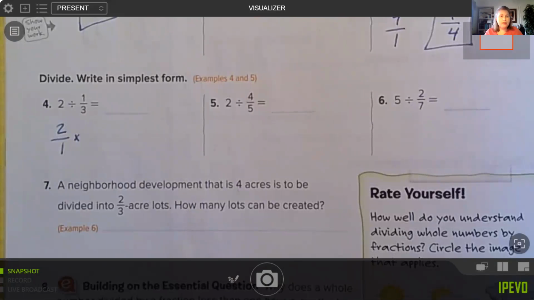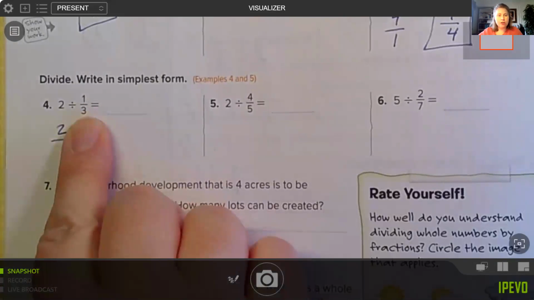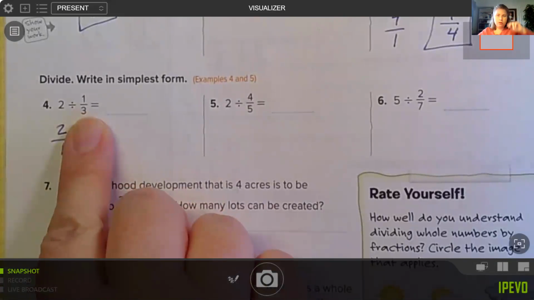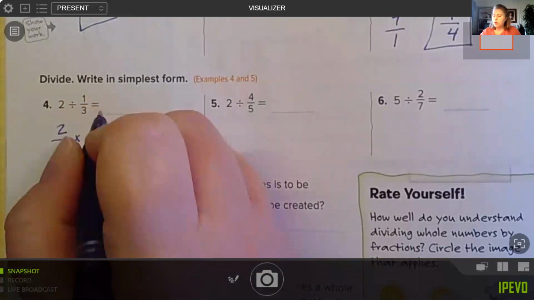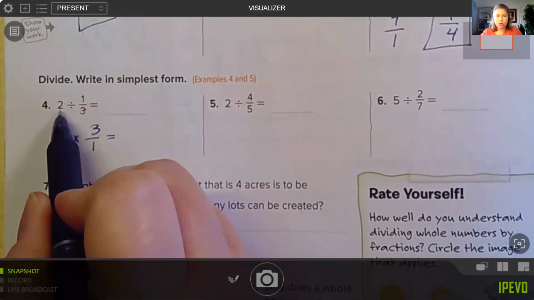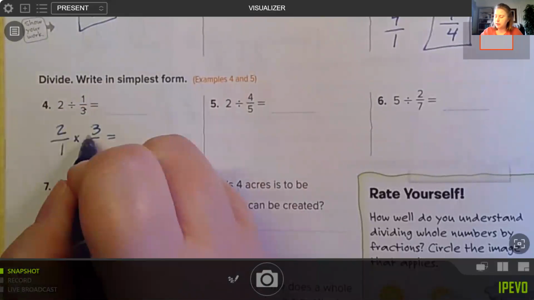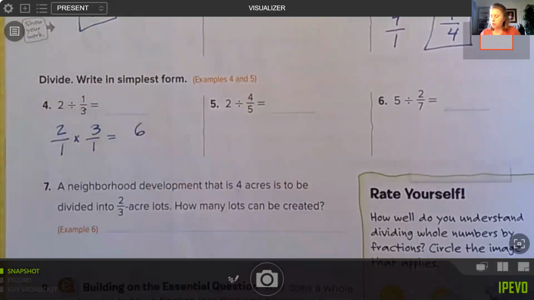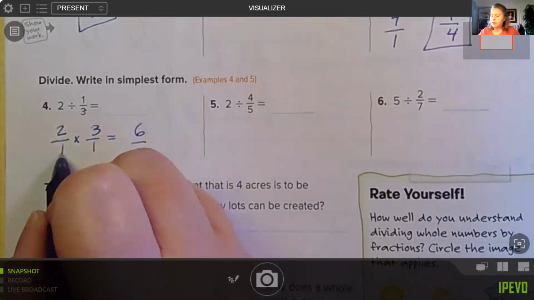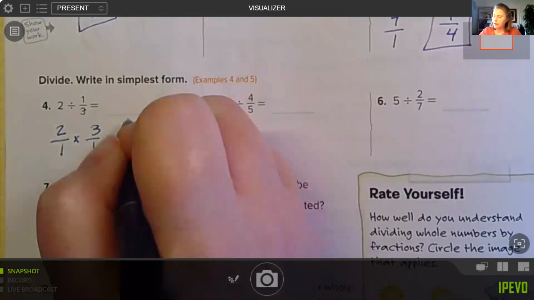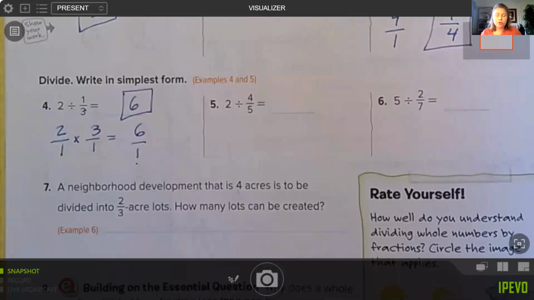If I change the divide to multiply, I have to change the 1/3 to its reciprocal, so it'll be 3 divided by 1. How many thirds are there in 2 wholes? There are 2 times 3, which is 6. So there are 6 pieces that are thirds in 2 wholes. Denominator times denominator is 1, but we can just write that answer as 6. So 2 divided by 1/3 will equal 6.